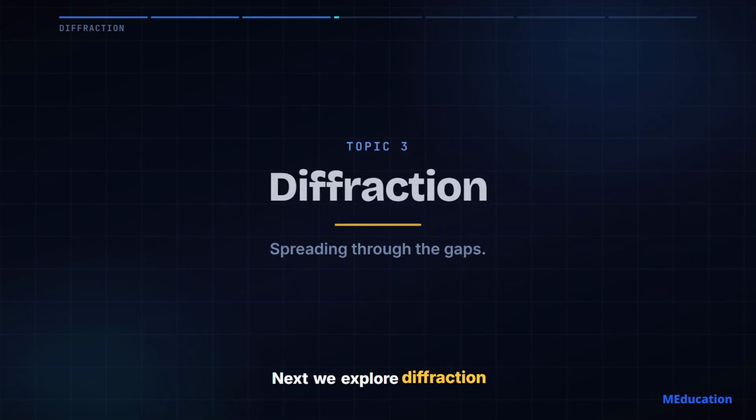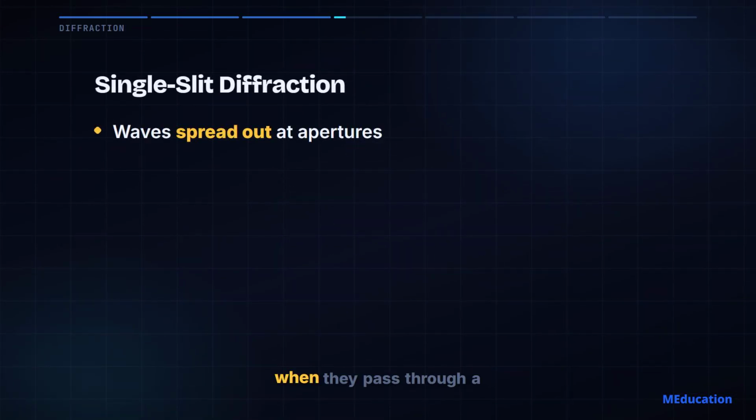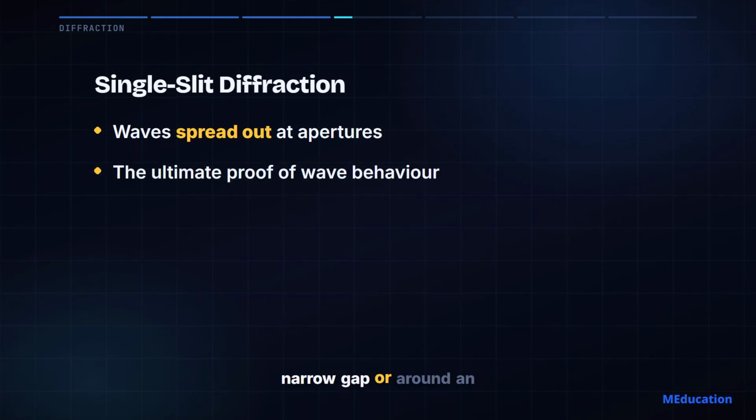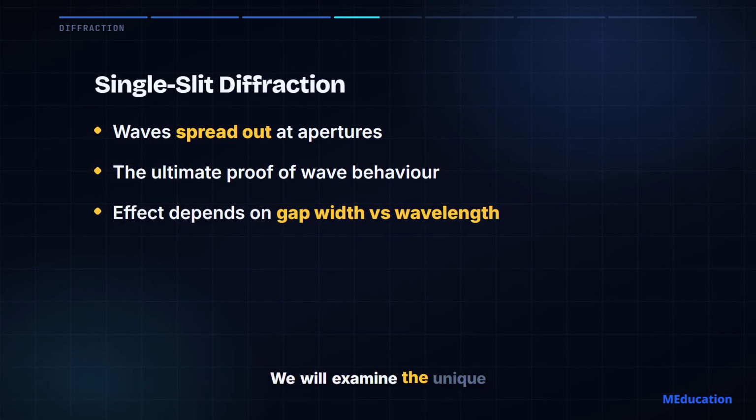Next, we explore diffraction. Why do waves spread out when they pass through a narrow gap or around an obstacle? You will learn why this spreading effect is the ultimate proof that light travels as a wave. We will examine the unique intensity pattern produced by a single slit, and you will learn to predict exactly how that pattern changes when you alter either the wavelength of the light or the physical width of the slit.